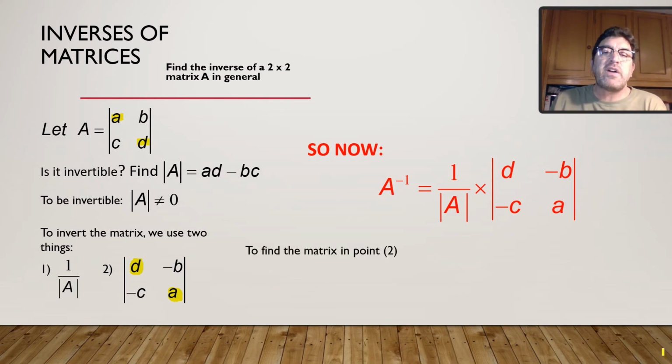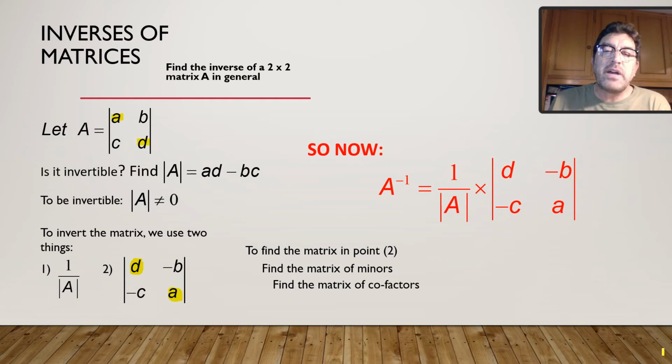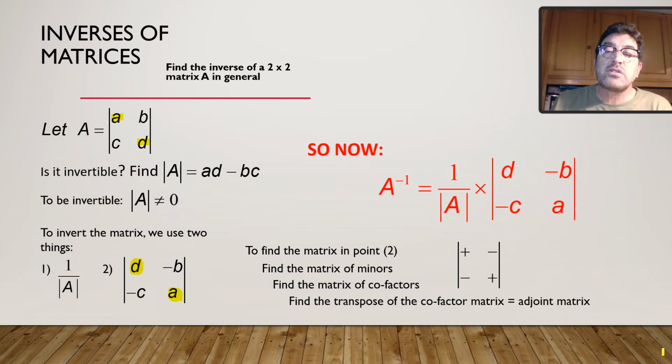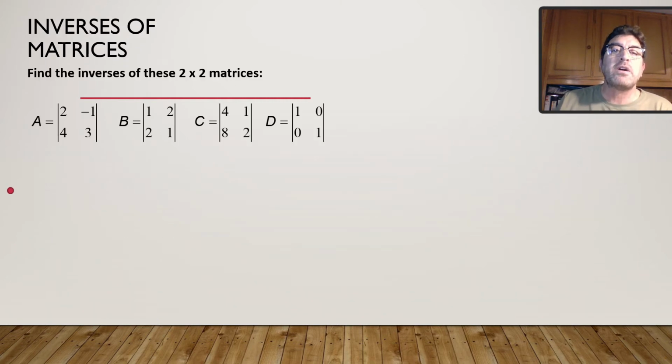Now, how did we find the adjoint matrix again? Find the matrix of minors, find the matrix of cofactors using the sign changes as indicated over there, then find the transpose of the cofactor matrix, and you have the adjoint matrix. Then you can multiply them together. Okay, so let us see if you can find the inverses of those 2 by 2 matrices. There's 4 of them there. Let me do the first one with you, and then you can do the remaining 3. Okay, so that's what we're going to use to find the inverse with.